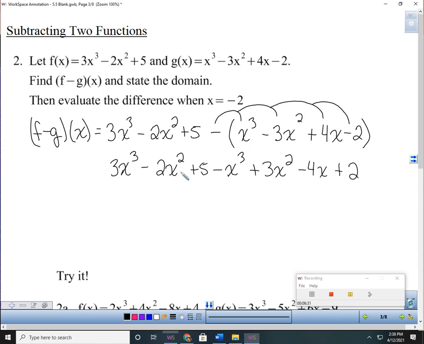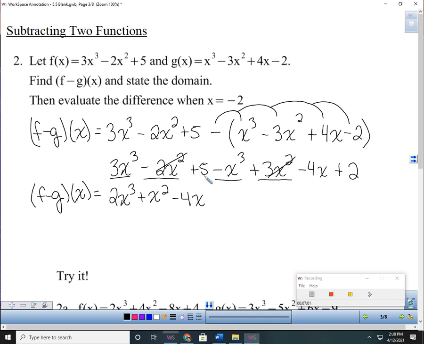Now I'm just going to simplify this by putting my like terms together and making sure I order this properly. So I'm going to start with the cubes. I have a 3x cubed and a negative 1x cubed, which gives me 2x cubed. Then I have negative 2x squared and a positive 3x squared, which just gives me x squared. Then I have a negative 4x, and that's all by its lonesome. And then 5 and 2 makes 7.